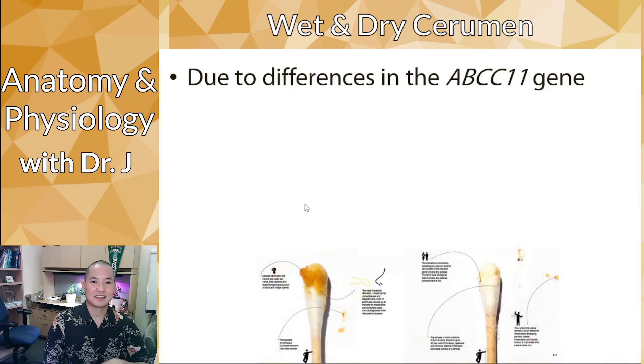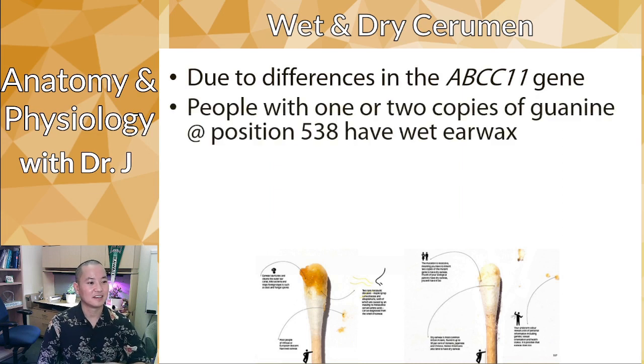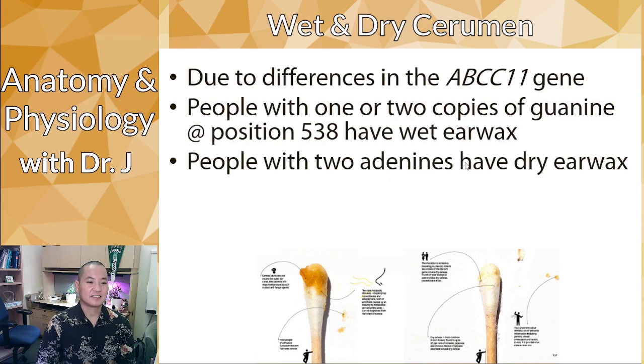The cool thing is that this is due to just a small nucleotide change in one of the genes in your body. It's due to a change of one nucleotide in the ABCC11 gene. People with one or two copies of guanine at position 538, so if you take the gene and count every nucleotide to position 538 from the start, you either have a guanine or an adenine. The people who have guanine there have wet earwax. The people with two adenines instead of guanine have dry earwax.